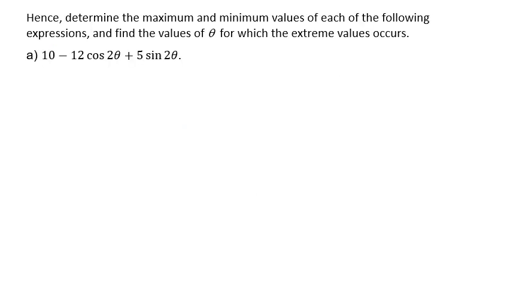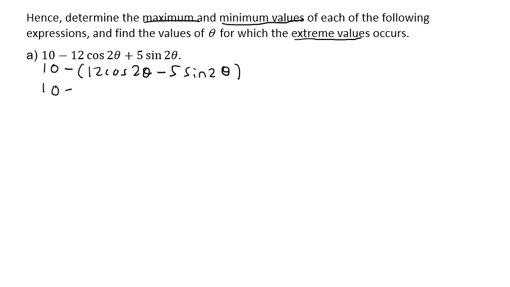Right, the next question: determine the maximum and minimum values for each of the following expressions and find the values of θ for which the extreme values occur. The extreme values here actually represent the maximum and minimum values. Before we can substitute, remember we have to factorize the negative. So 12 cos 2θ − 5 sin 2θ.